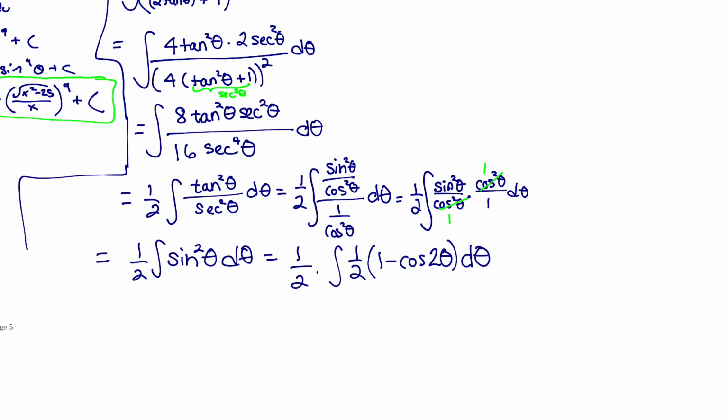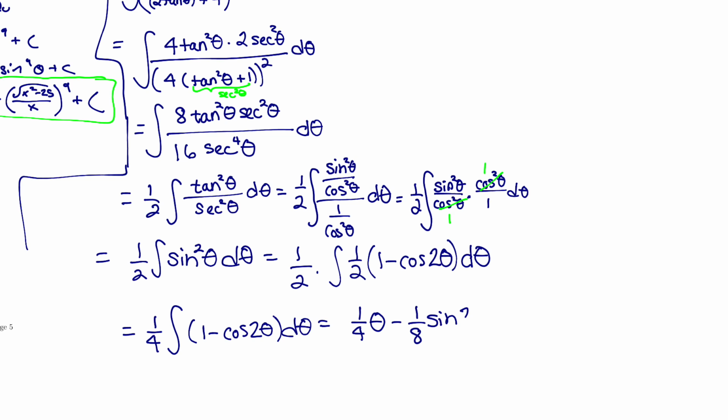Just moving it up so everybody can see it. So that gives us 1/4, and then 1 minus the cosine of 2 theta d theta, which we can finally integrate. That's going to be 1/4 of theta minus 1/8 of sine 2 theta. Make sure you agree with me and match me. Then you have to go back and do your triangle.